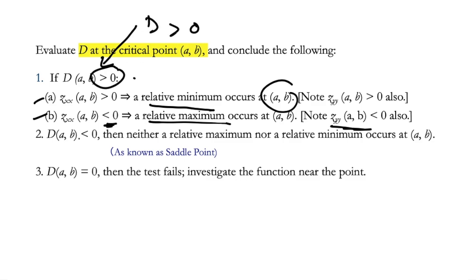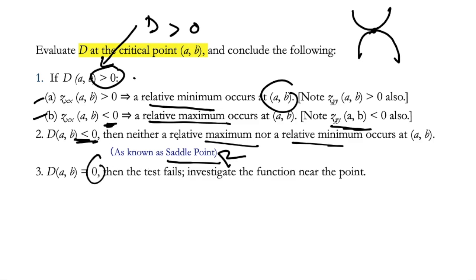What if D is less than 0? If D is less than 0, we can have neither a relative maximum nor a relative minimum. At this point, both can exist, and this is what we call a saddle point. A saddle point is like you have a minimum, and at the same time at that critical value you have a maximum. But if D is equal to 0, then the test fails. Then you have to investigate the function near the point, and this one usually we don't request you to do at your level, yeah.